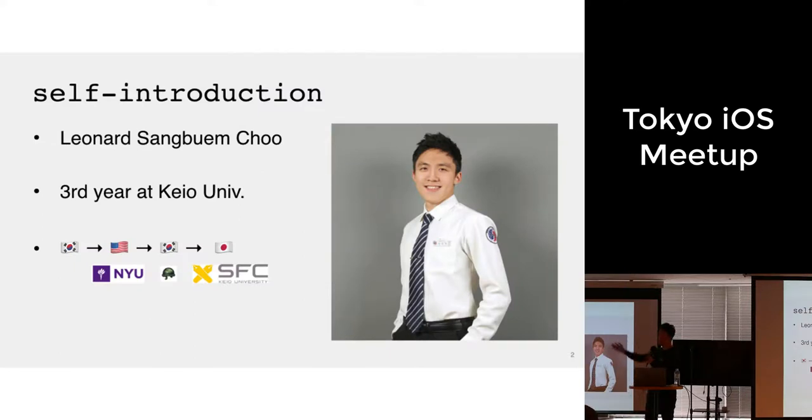My name is Leonard, and I'm a third year at KO University. I was born in Korea. I lived in the US for about 7 years. I went to NYU, and then I came back to Korea for my military service for a couple of years. Then I switched my university to KU University, and now I'm a third year. So it's been about 2.5 years since I came to Japan.